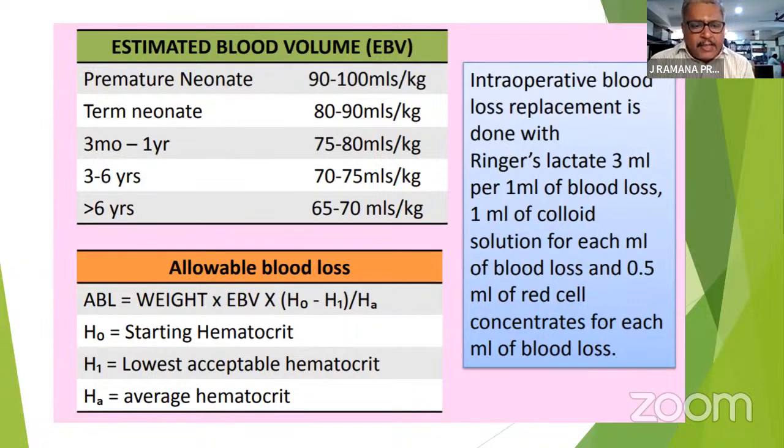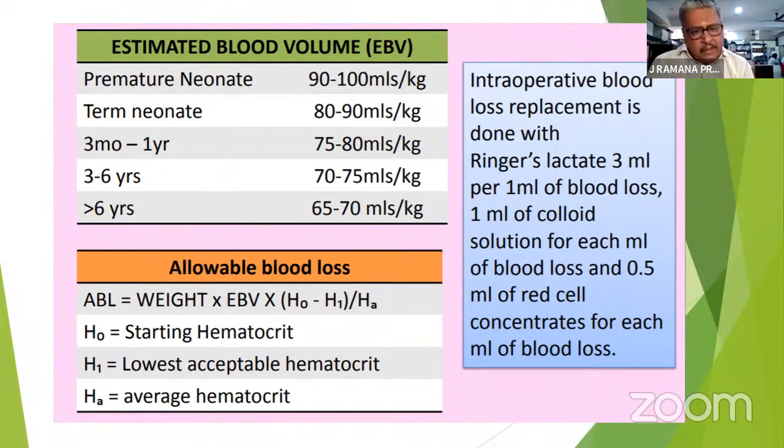Maximal allowable blood loss, MABL. How do you calculate MABL? First, you should calculate the estimated blood volume. Estimated blood volume in a term infant is 80 to 90 ml per kg. In a child more than 6 years, it is 65 to 75 ml per kg. So, to calculate MABL, first you should know the estimated blood volume. It varies anywhere between 70 to 100 ml per kg as per the age of the child.